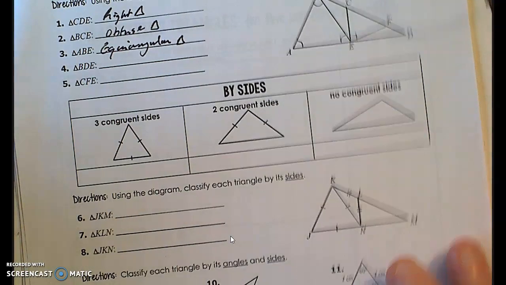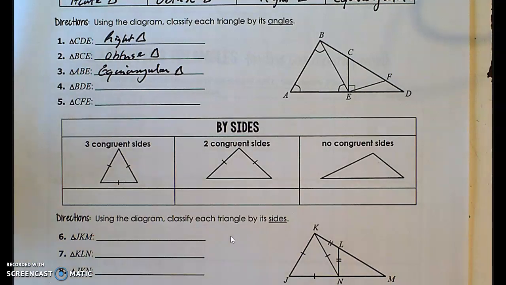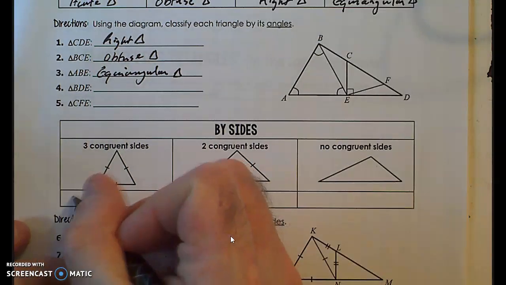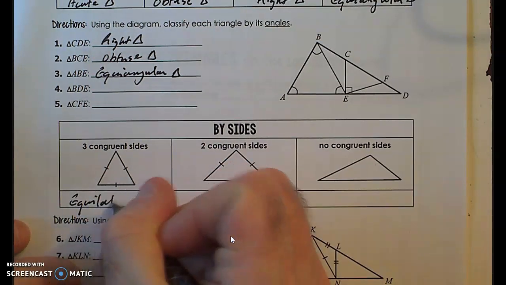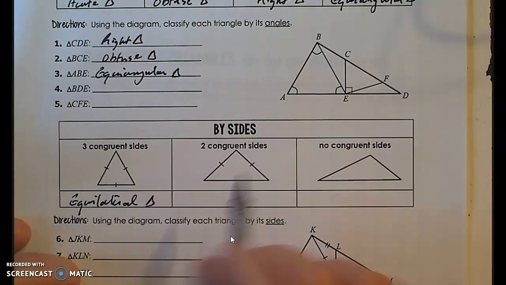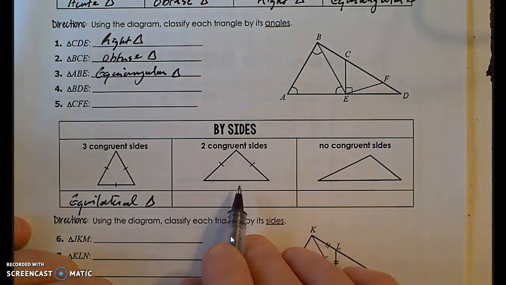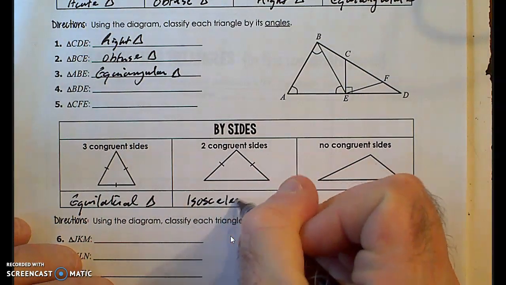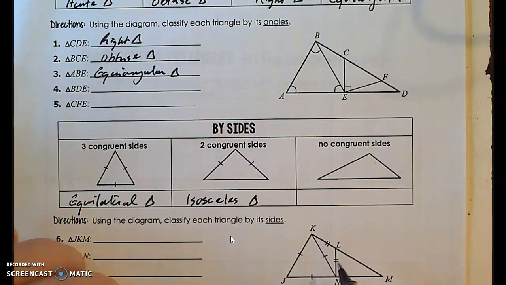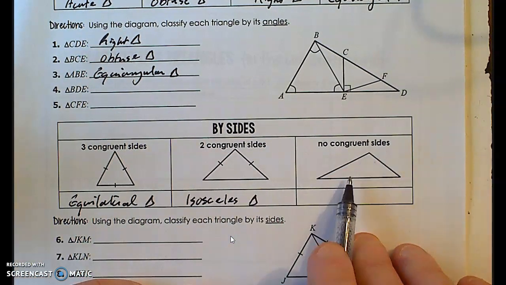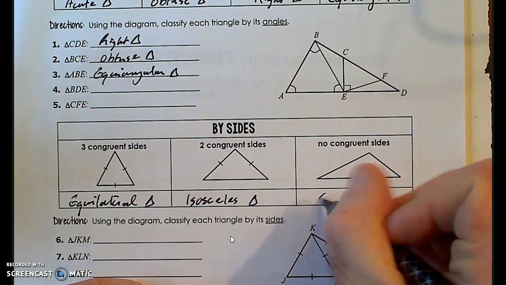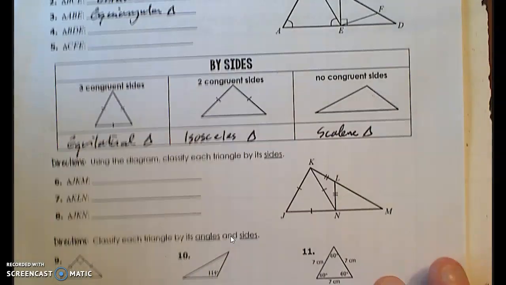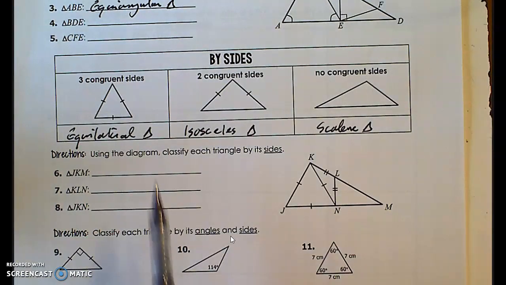Okay, so let's go down. We've classified them by angle. Let's classify them by sides now. Okay, so what if they have three congruent sides? How would we call them? You've heard about that before, I'm sure. We call that an equilateral triangle. What if they have two congruent sides? So just two are the same and not the third. Well, that's an isosceles triangle. I-S-O-S-C-E-L-E-S. It's kind of a weird spelling. Isosceles triangle. Okay, and what if they have no congruent sides? That means the side lengths are all different. Then it's called a scalene triangle. Okay, so again, we've identified three different types of triangle based on their side lengths and not their angles.